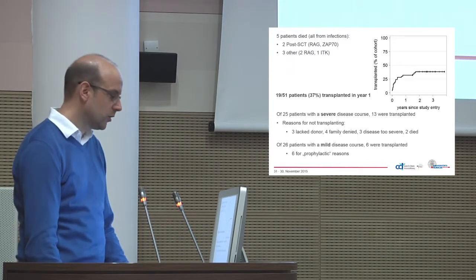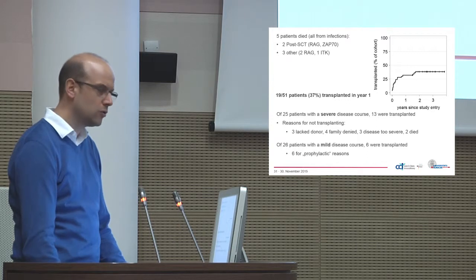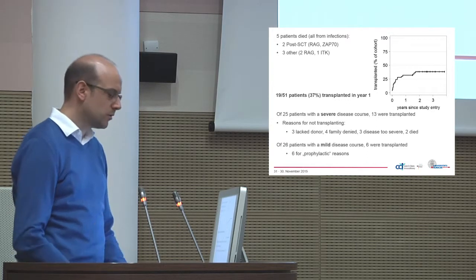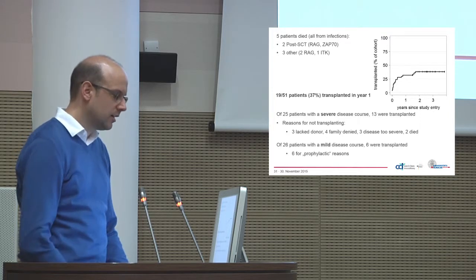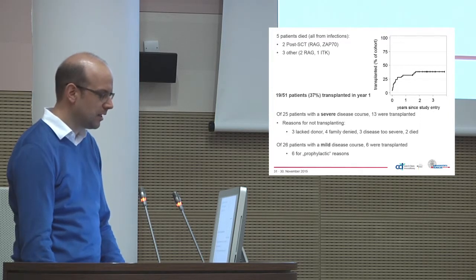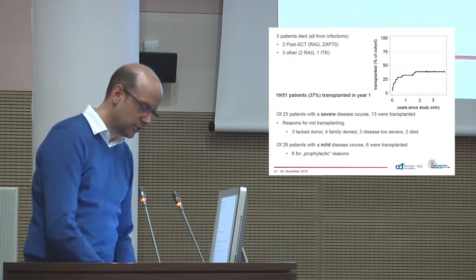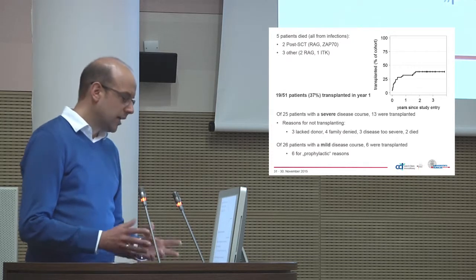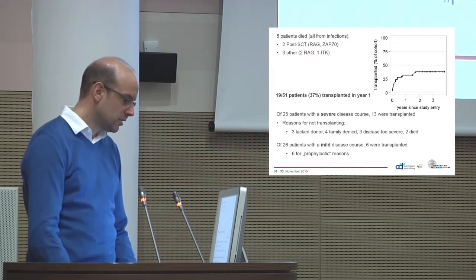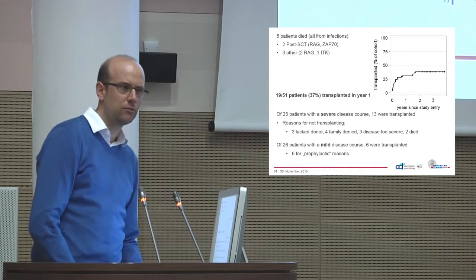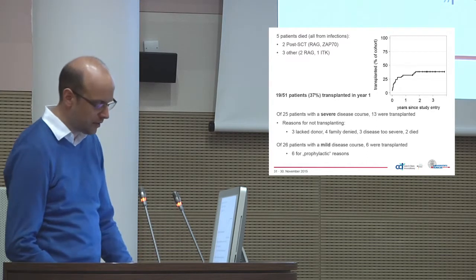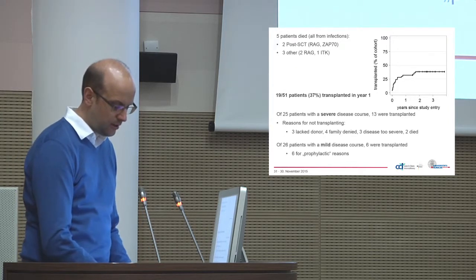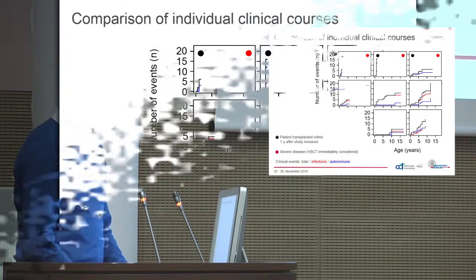The reasons for not transplanting the others were either lack of donor, denial by the family, or that the clinical course was judged to be already too severe to make this procedure possible, and 2 patients died in preparation of this procedure. The other half of the patients were judged to have a mild course of disease. Among those, 6 were transplanted, all for prophylactic reasons because of an assumed course of the disease, for example, in anticipation of another family member.